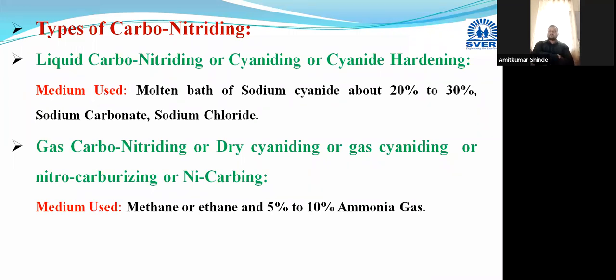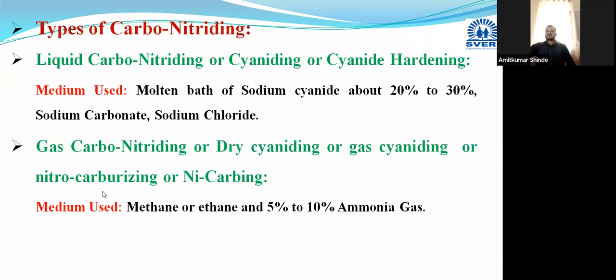Liquid carbonitriding: when we are using molten salt bath mixtures, for example 20 to 30% sodium cyanide, then sodium carbonate and sodium chloride, this type of carbonitriding is termed liquid carbonitriding, or it is also termed cyaniding or cyanide hardening. The temperature zone will be 750 to 850, and the time required will be 1 hour to 2 hours, sometimes less than 1 hour depending on the shape and size of the component.